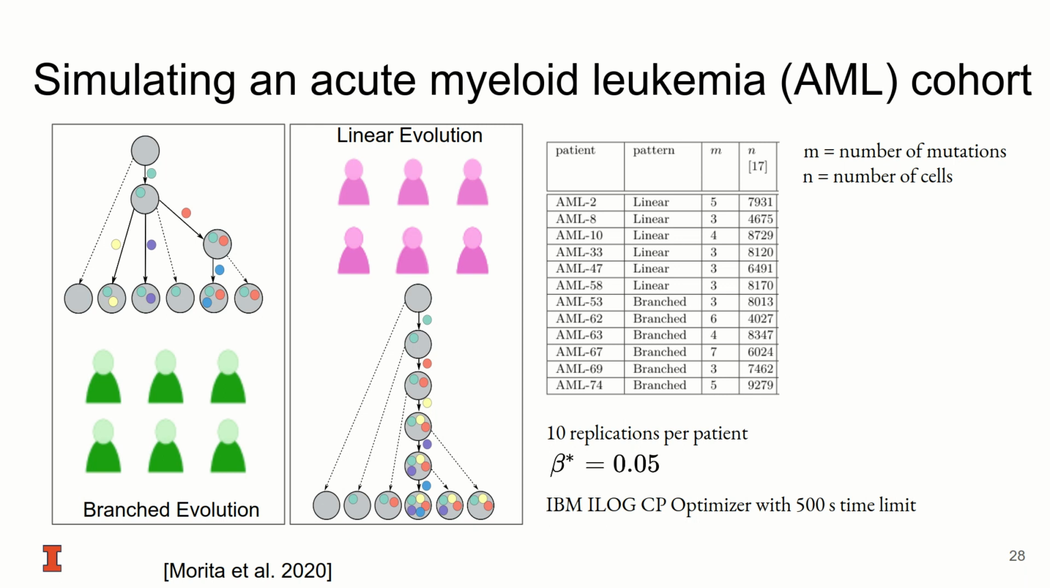We used a false negative rate of 0.05 because this was the false negative rate estimated for the technology in the original study. The number of mutations per patient ranged from 3 to 7, and the number of cells ranged from about 4,600 to 9,300. We simulated 10 single-cell data sets per patient and used IBM ILOG CP Optimizer to solve each instance with a 500-second time limit.